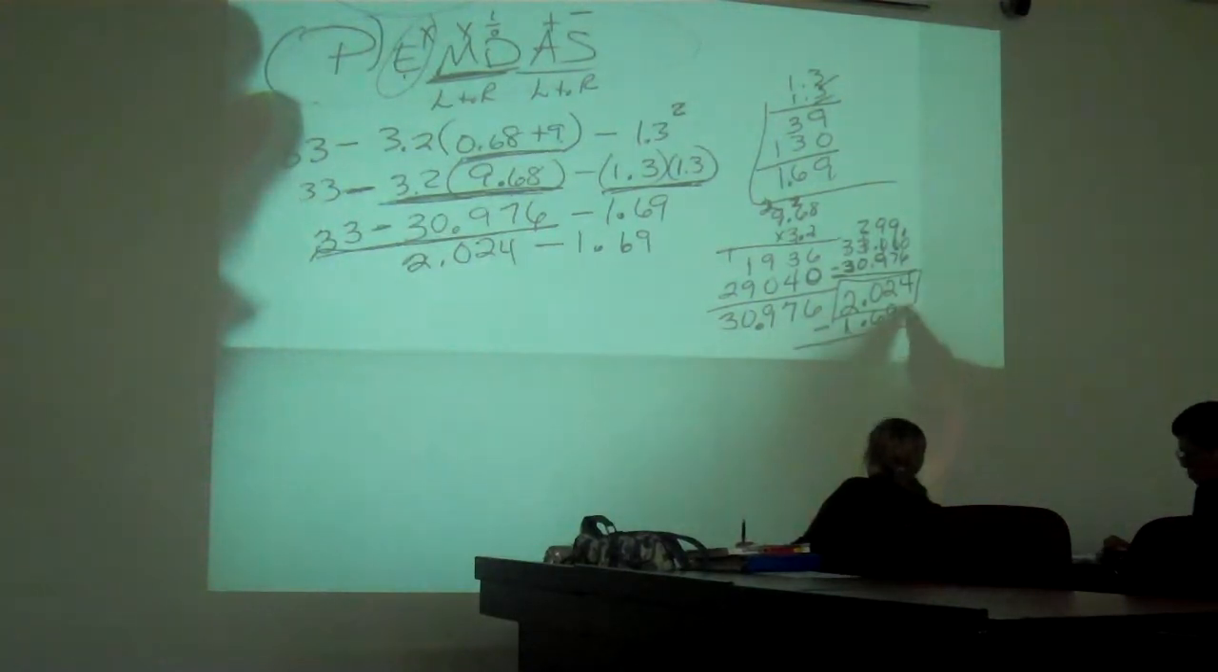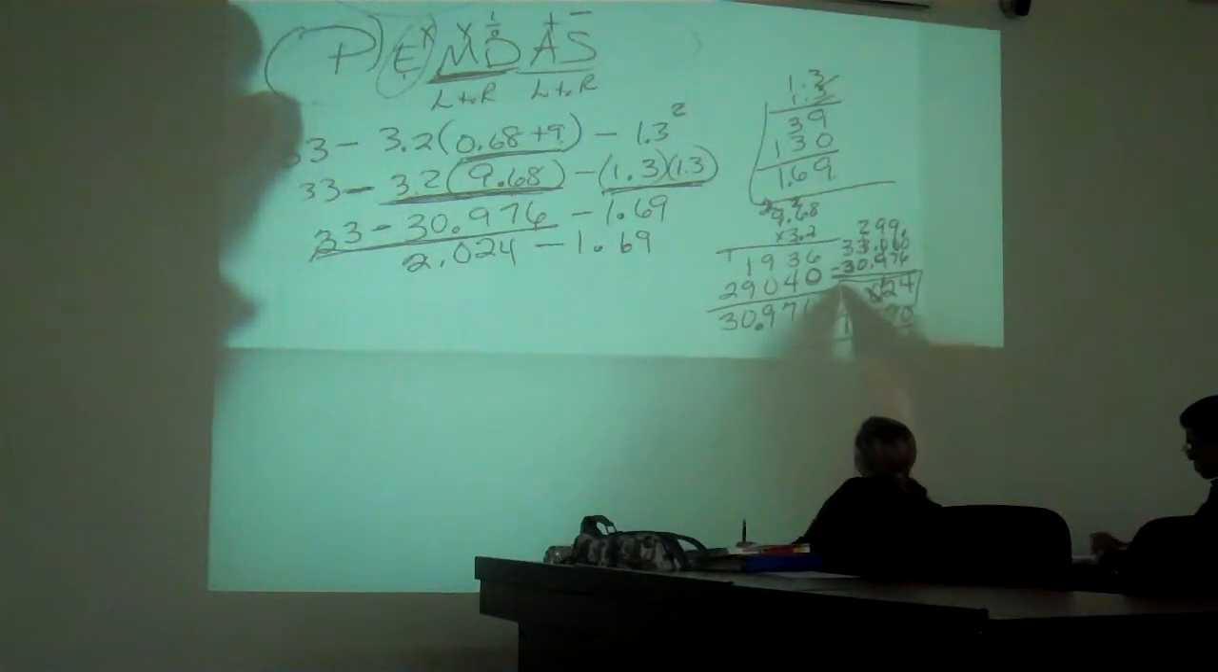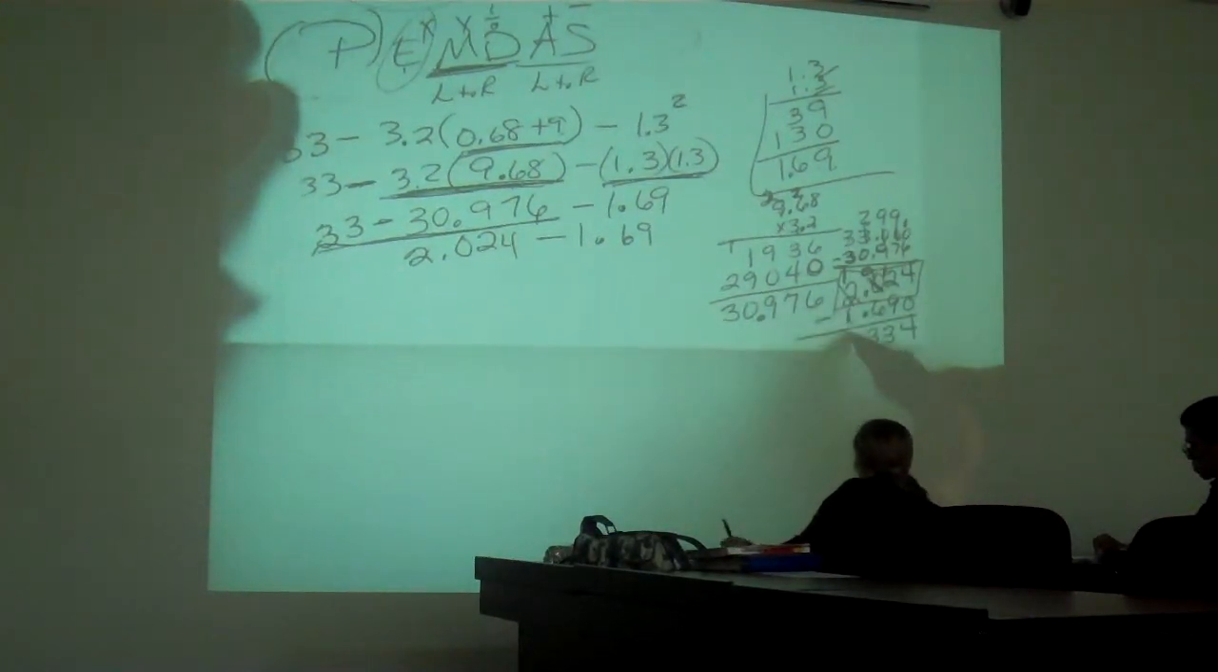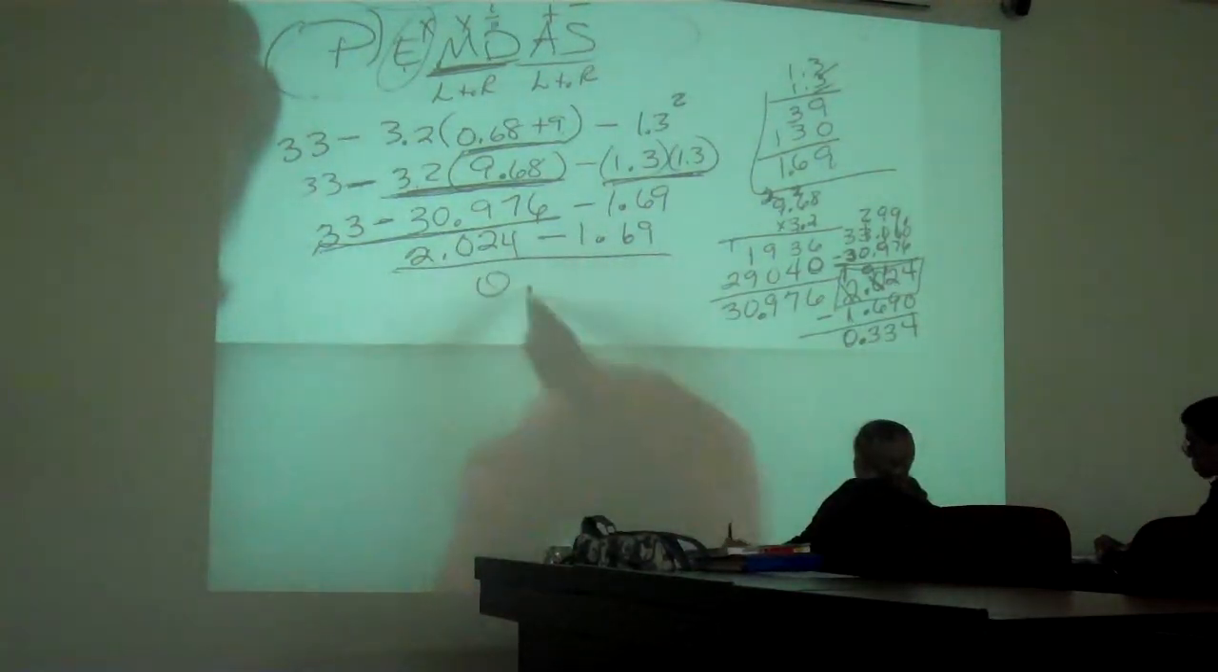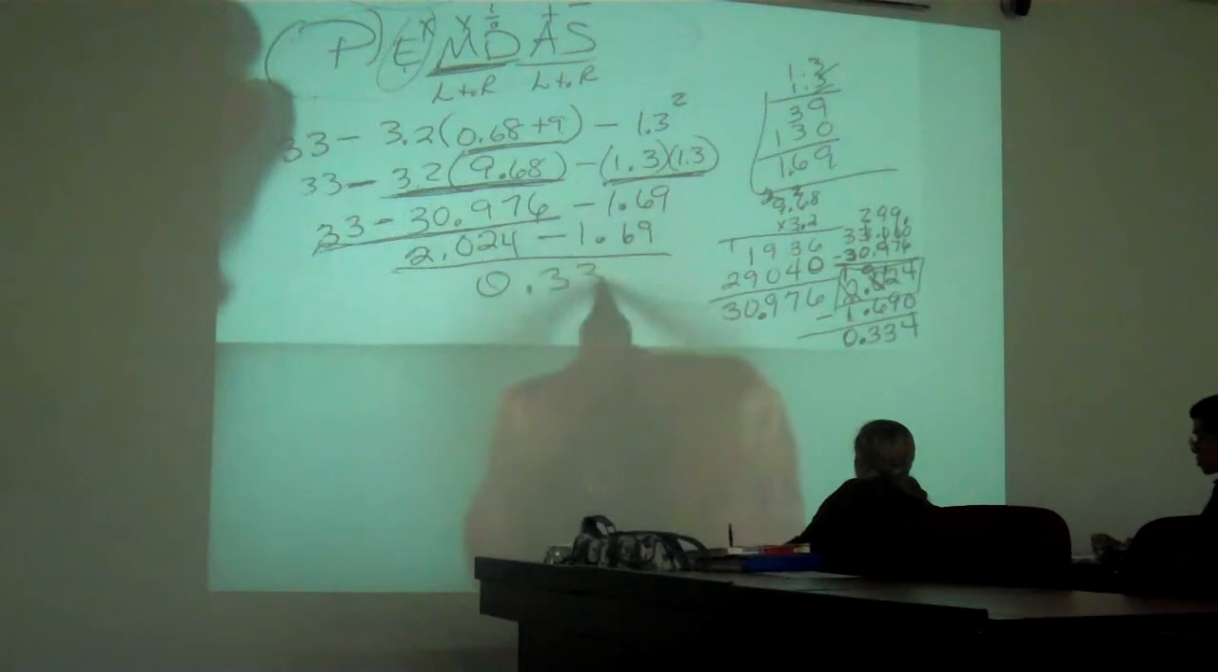Add a 0. 4 minus 0, 4. Borrow. We can't borrow from 0, so we had to borrow to make it 10. But now we can borrow, because it's 10, we've got to make it a 9, right? 12 minus 9 is 3. 9 minus 6 is 3. 1 minus 1 is 0. So that right there is 0.334.